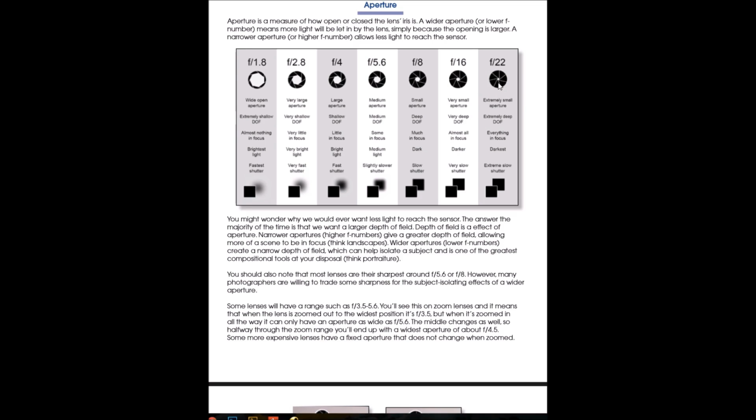When you get all the way up to f22, you can see your aperture is closed down quite a bit, letting less light in, but creating a very much deeper depth of field. So you can see that your subject is actually competing with your background, because your background is now as sharp as your subject. And if it's a very busy background, your subject will get lost in it. This is great for landscapes. Anything from f8 on up is really good for landscapes.